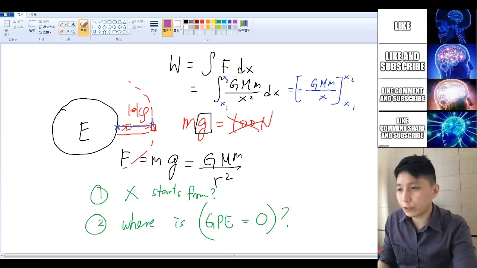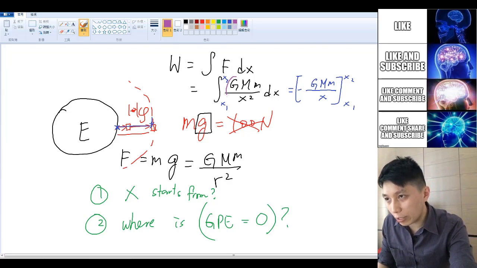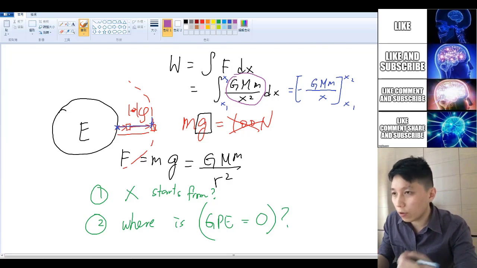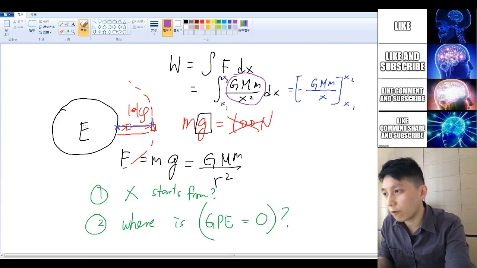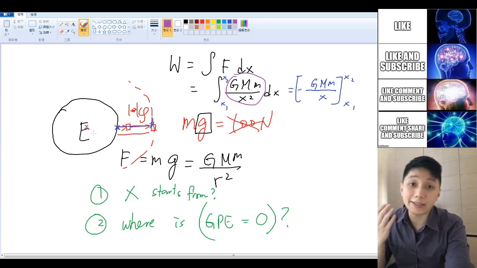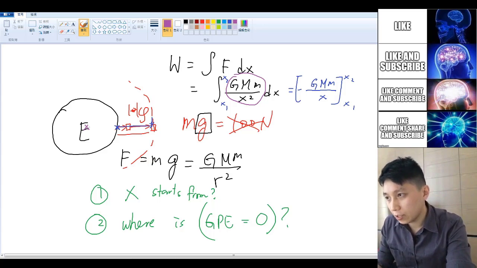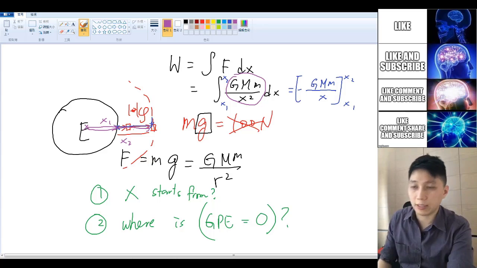A few moments later. Okay, the first question should be simple, because if you look at the equation G M m over x squared or r squared, then obviously this must be measured from the center, or the center of mass more precisely, of the planet Earth here. So this is x, and here it's probably x1 and x2 like this.